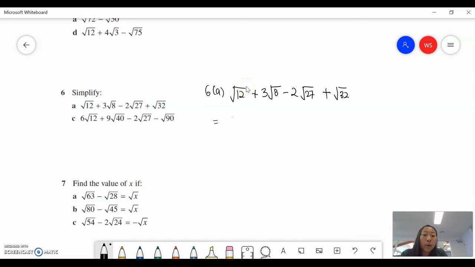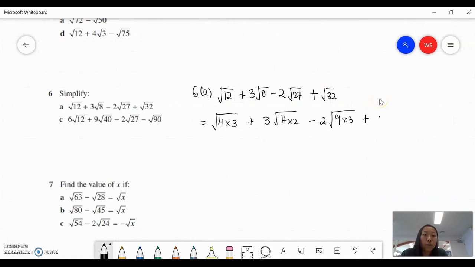So square root of 12 can be rewritten as square root of 4 times 3, plus 3, right? And the same thing as well, 8 has a perfect square factor of 4 there, right? So square root of 4 times 2, minus 2. We can also factorize out the perfect squares from 27, and that is 9 times 3, 9 being your perfect square, plus, right, 32, we have 4 times 8, square rooting that. Okay. All right, so on the next step, you'll simplify that.